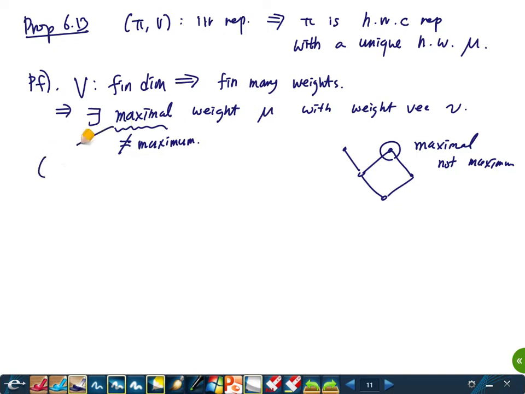So here maximal means, mu maximal means that there is no weight, say lambda, such that lambda is bigger than mu. This is what maximal means in our partial order.